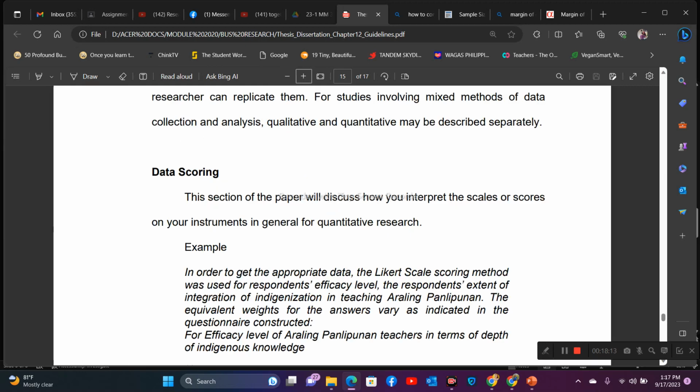Okay, for your data scoring, so discuss how you interpret the scales or scores on your instrument in general. So for data scoring, a sample of this is usually you are going to use the Likert scale scoring method. Okay? Especially if your research is quantitative research. Because if it is qualitative, you can't use a Likert scale. Another method you will use.